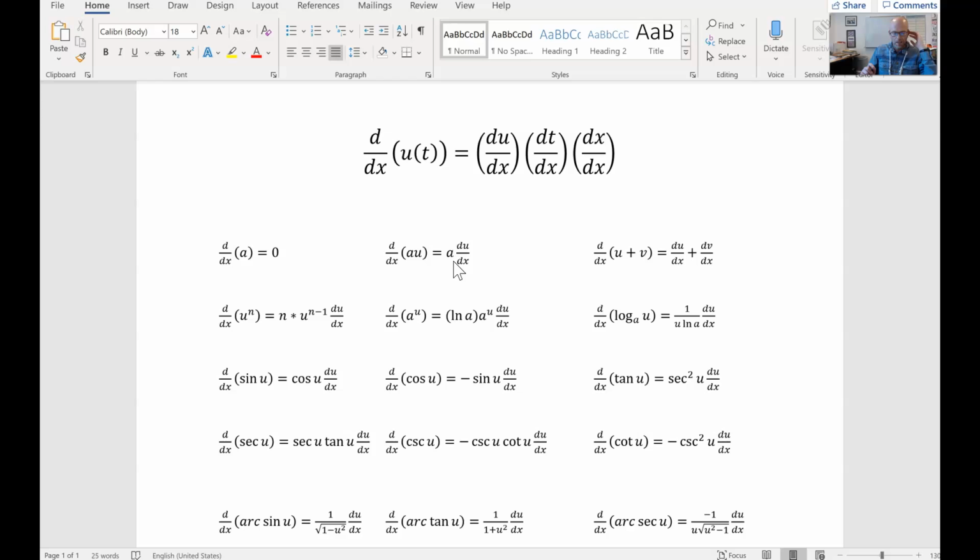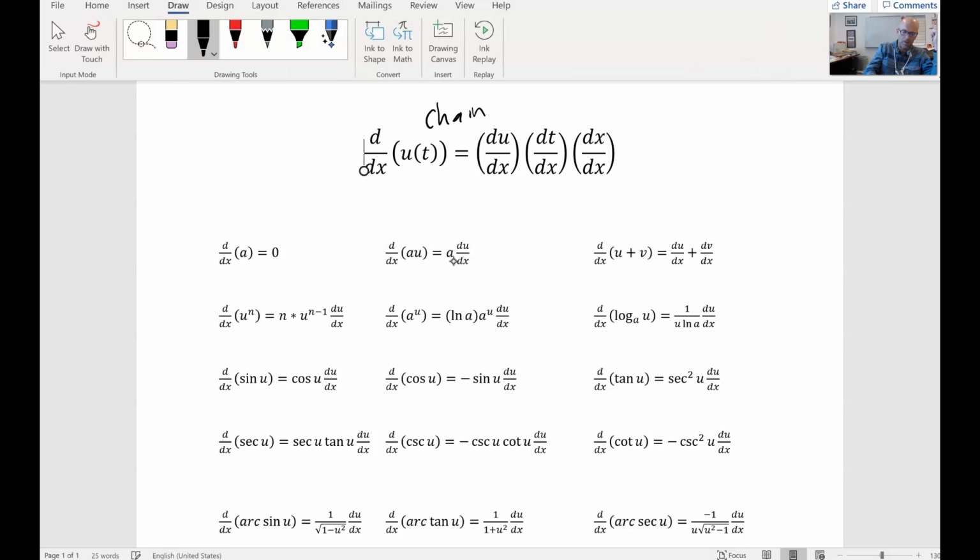Now the first thing, and this is a unique way that I teach it, the first thing that you need to learn in the rules is something called the chain rule, and that's right at the top of this sheet. So this sheet is in your Canvas, in the week 3 module down at the bottom.